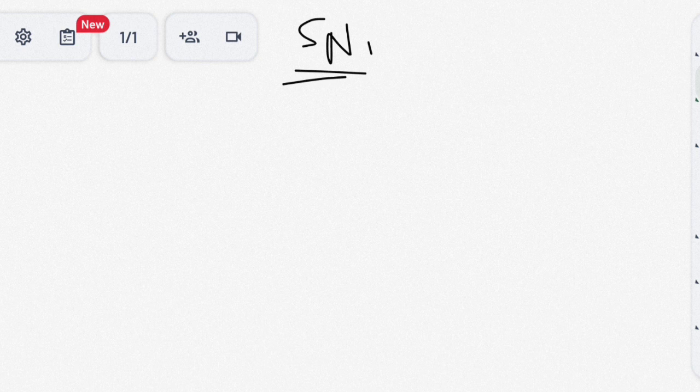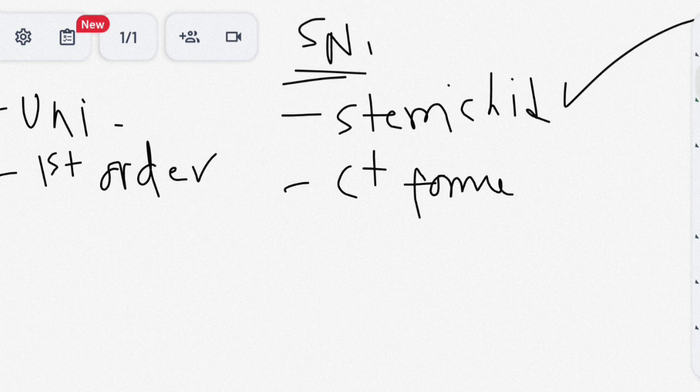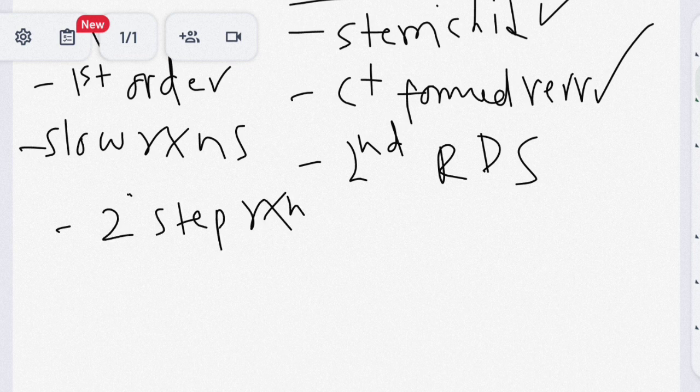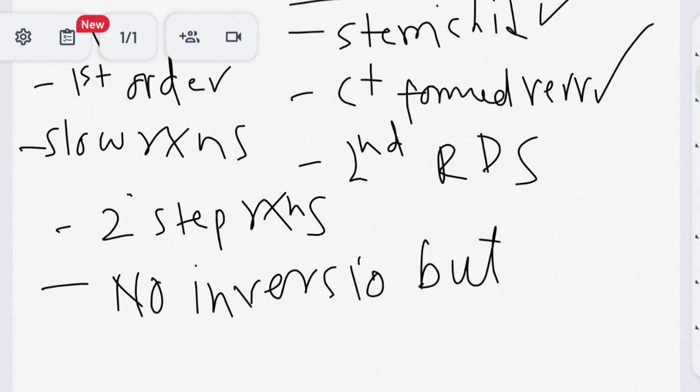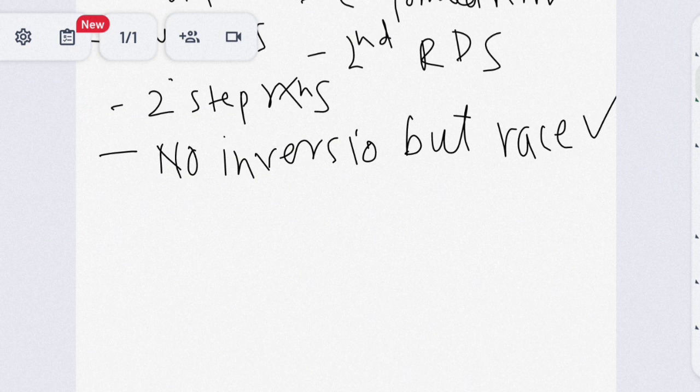SN1 reactions are unimolecular reactions. These are first order, and steric hindrance affects SN1. Carbocations are formed. This is the most important point, that carbocations are formed, and a rearrangement is possible. SN1 reactions are slow reactions, and the second step is the rate determining step. These are two-step reactions. No inversion takes place, but racemization takes place. That is, retention and inversion both take place.